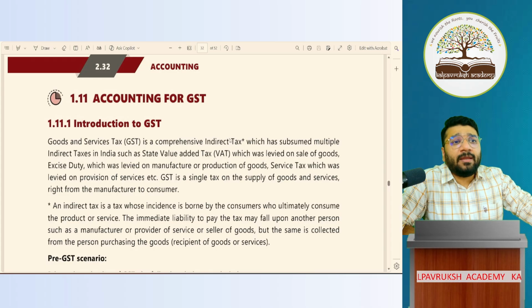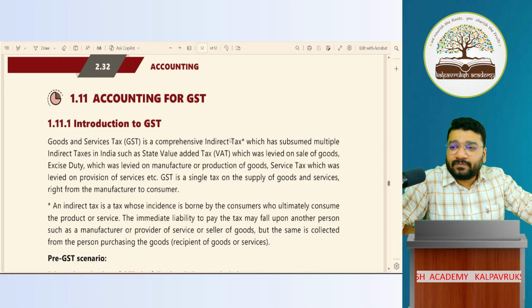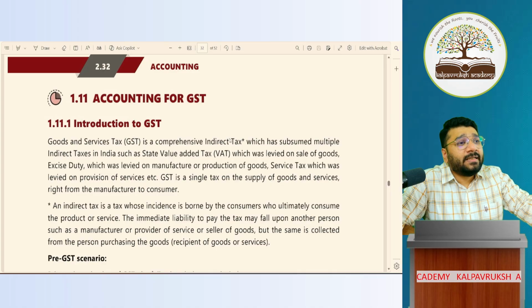Mark this topic, very, very important. Confirm question from this segment. And let me tell you, my dear friends, this particular concept is not just important from the CA Foundation perspective, it is equally important from the CA Intermediate perspective.